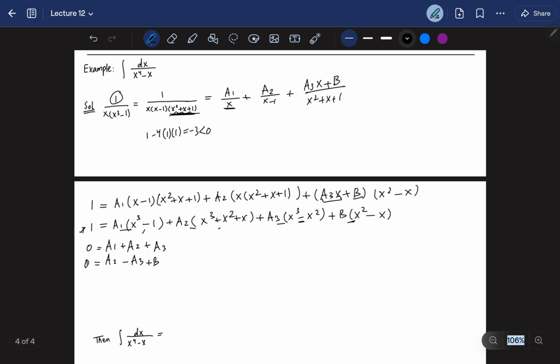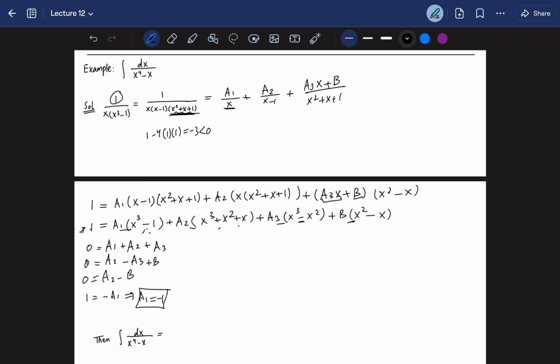Then for x, it's 0 here. Then no a1s, I have an a2, and a negative b. And lastly, I have a constant 1 that's going to be equal to negative a1. And that's it. So we got the first constant for free, kind of. a1 is just negative 1.